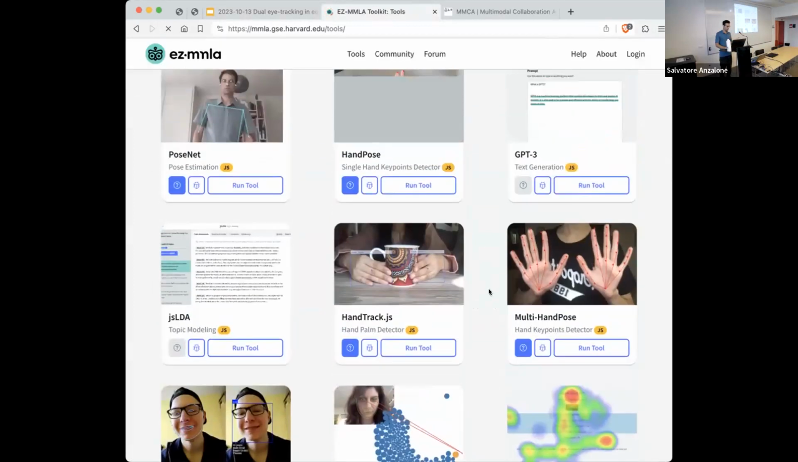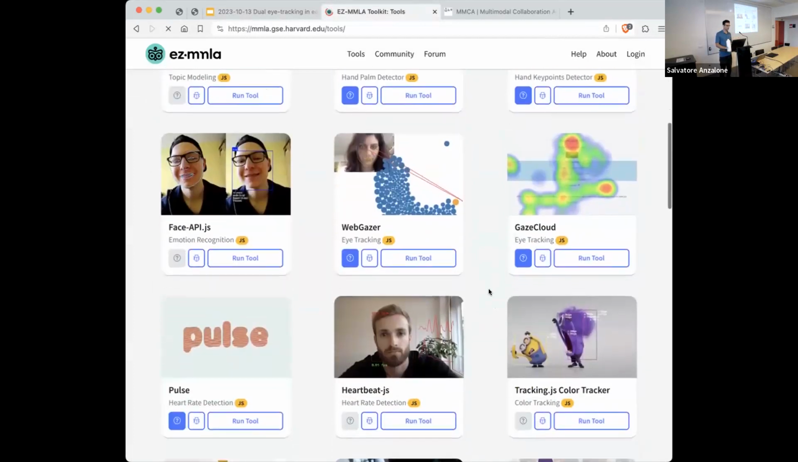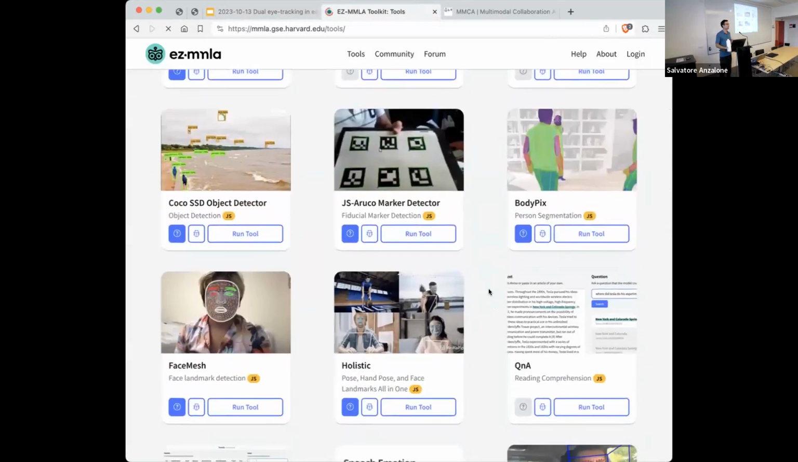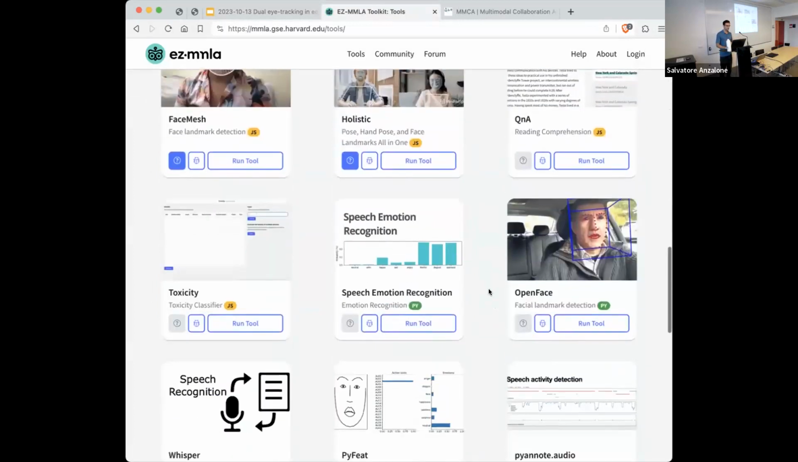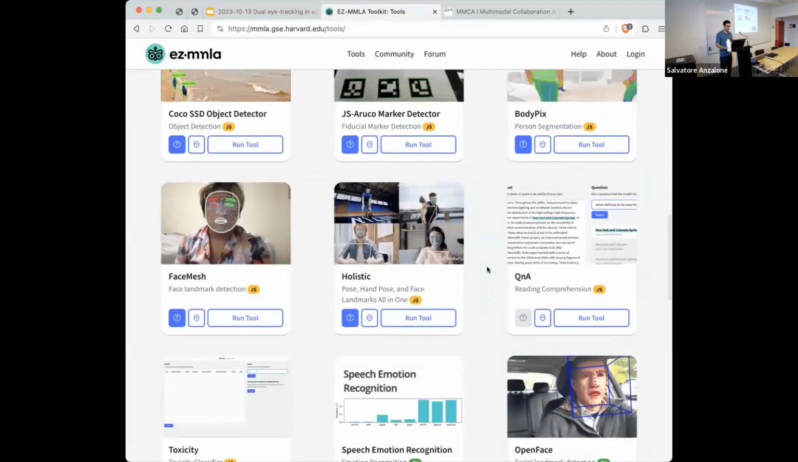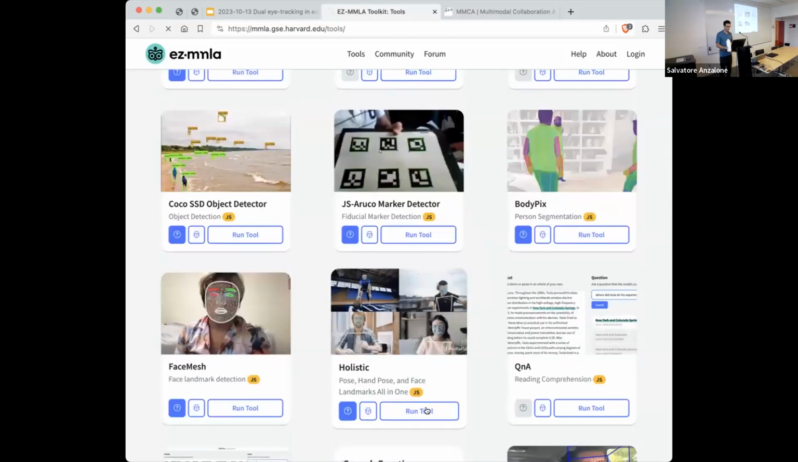where you can do pose detection, you can do hand detection, emotion recognition, you can do heart rate detection as well. A lot of those models are in JavaScript, so they can be run in the browser. You don't need to install anything. You can just use them as they are. We also have a bunch of Python models as Colab notebooks. I'm just going to show you one example of a model.